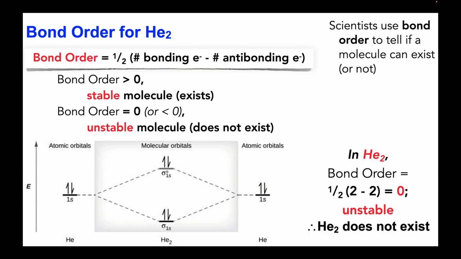There's no reason for it to be made energetically. There's no energy savings, if you will, having that happen. So dihelium does not exist. So bond order will be really useful to us as we figure out how these things go.